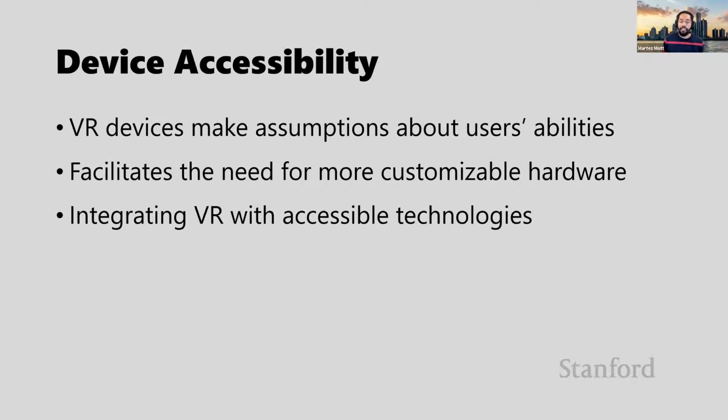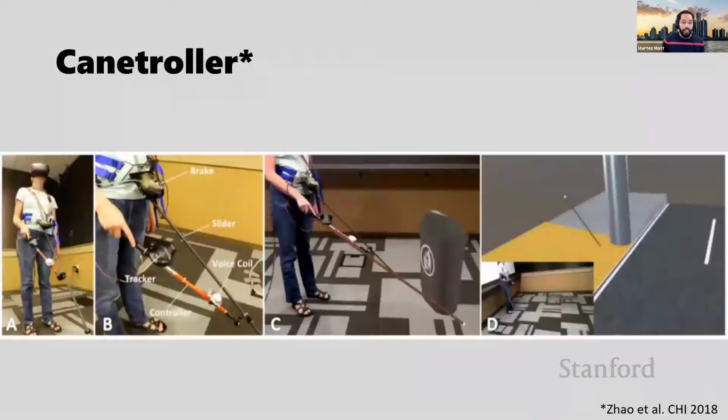So we need to think about ways to actually make the devices accessible to people, because if they're not, they won't be able to engage in the systems in the first place. There's been some work that's looked at this for people who are blind, for example. This is a project called the Canetroller that was done at Microsoft Research a few years ago, led by an intern, Yuang, who's now a professor at University of Wisconsin.